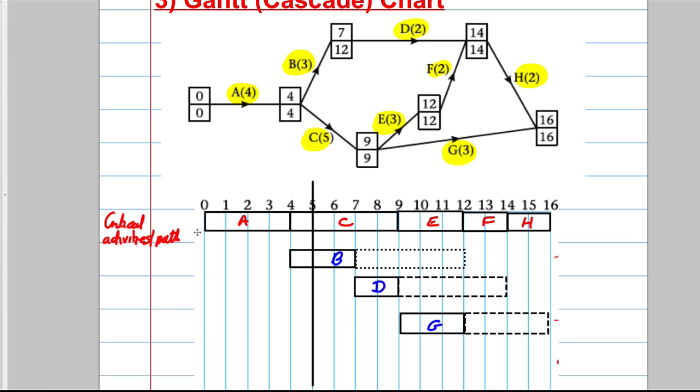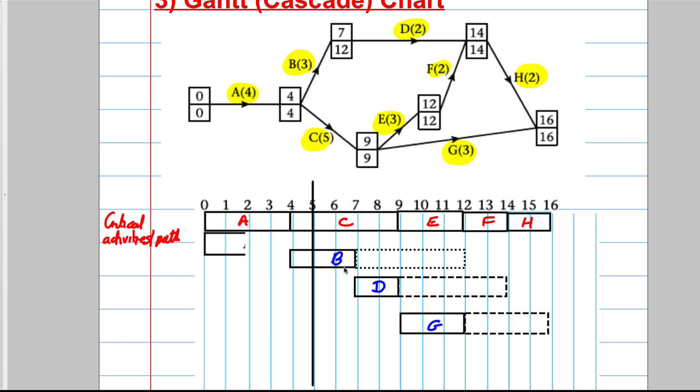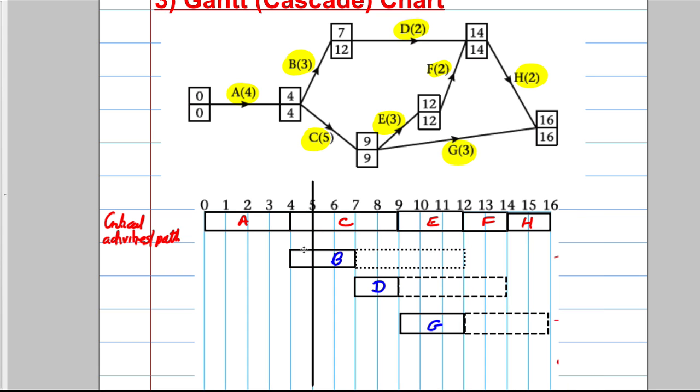What if they asked you at 5 o'clock what activities must be happening? Well, looking at it, you think C and B, but remember B could be moved. B could be moved along here. B does not have to happen here. It could have been moved here, so it's not happening. So you would just say in that case that only one activity must be occurring.